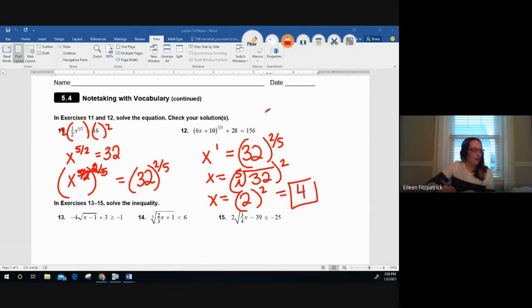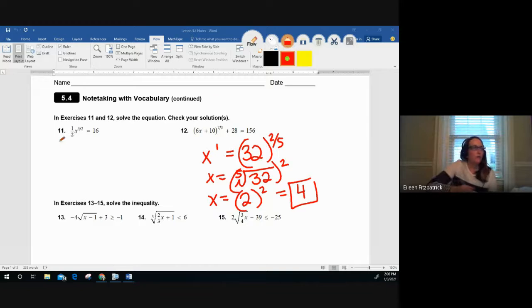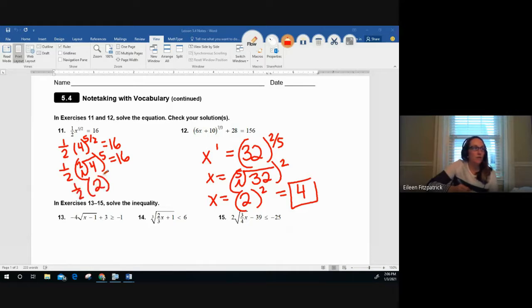And again, check these solutions. Do a quick mental check and plug it in. This one does work. I'll show you real fast, I'll go through the check. If I plug in a 4, I have 1/2 times 4 raised to the 5 over 2 equals 16. Remember, 5 over 2 is really the same thing as the square root of 4 raised to the 5th. The square root of 4 is 2, so now I have 1/2 times 2 to the 5th. 2 to the 5th is 32, so 1/2 times 32 is 16. So it does work. I just wanted to remind you how to evaluate those fractional exponents.